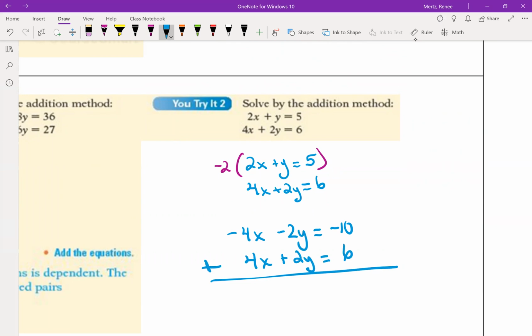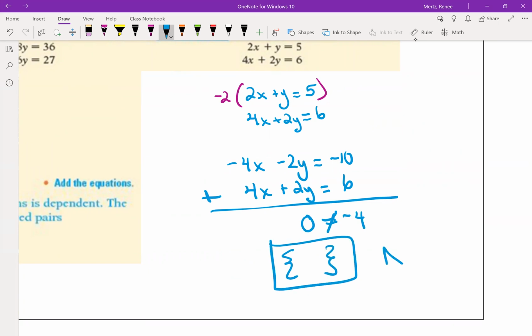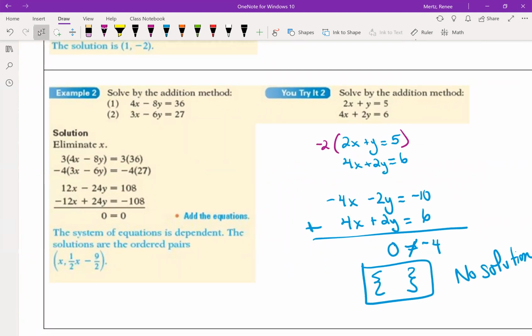When I add these, I get 0 here, I get 0 here. So I get 0 equals -4. Because that is a false statement, this answer is no solution. So you can do it like that, or you can write no solution. If it's a true statement, let's see this one. So look at the elimination there. If it's a true statement and we get 0 equals 0, then we know to set it up for an infinite solution. So x comma the y equation.